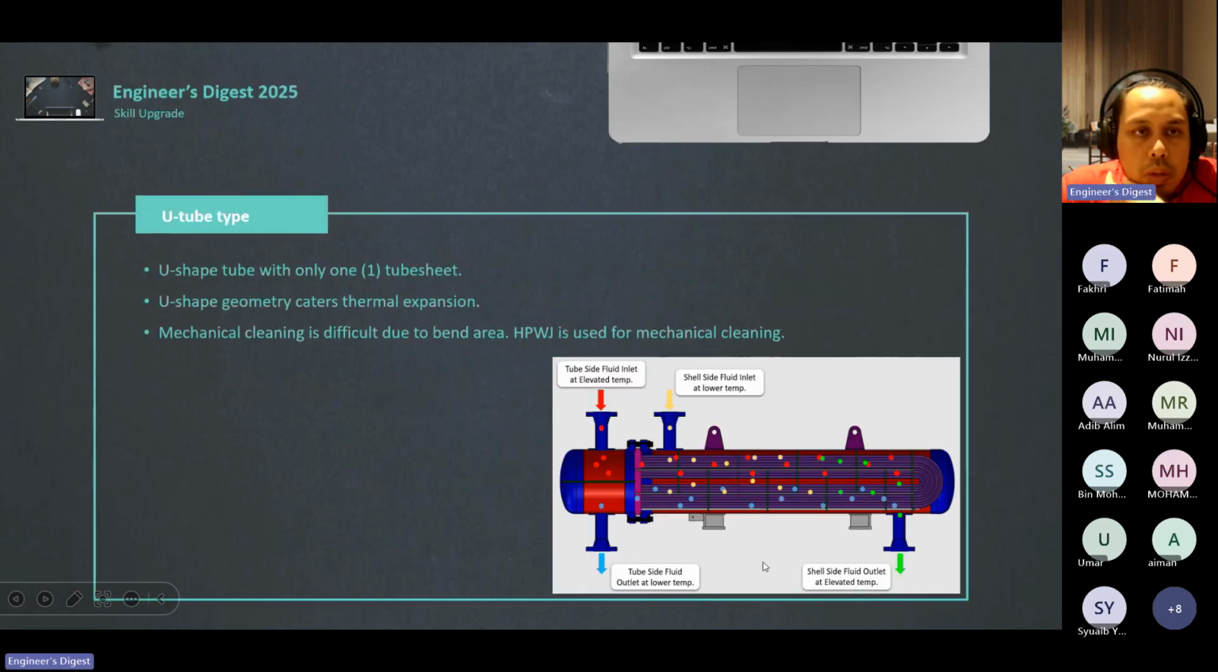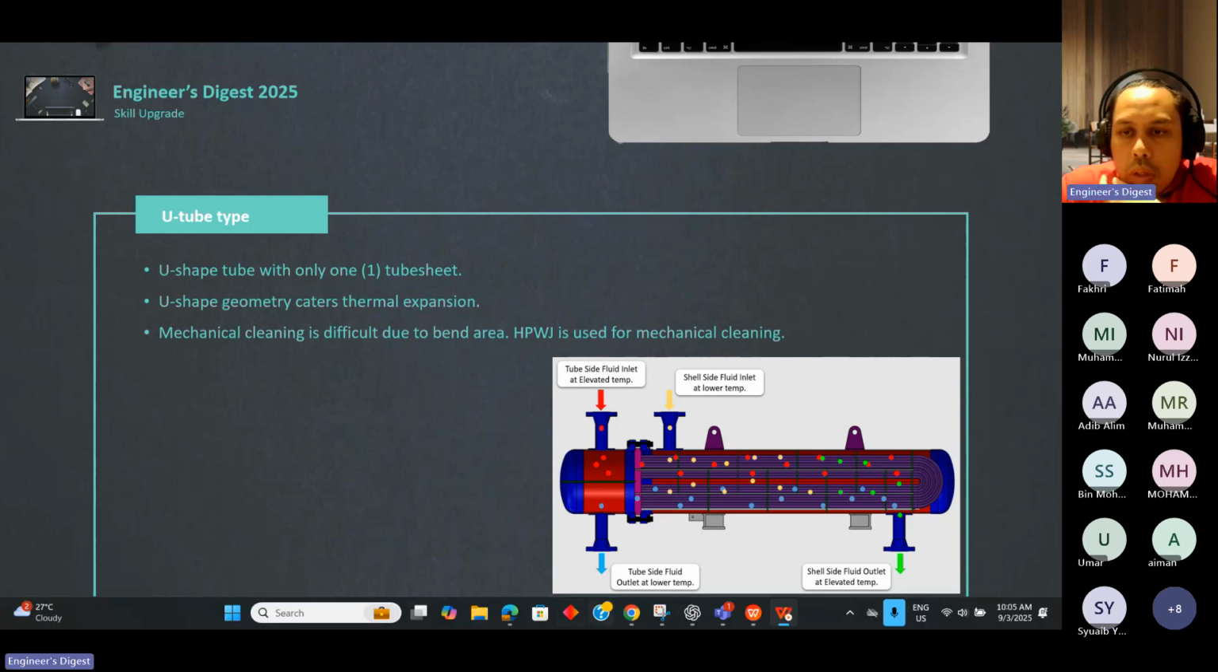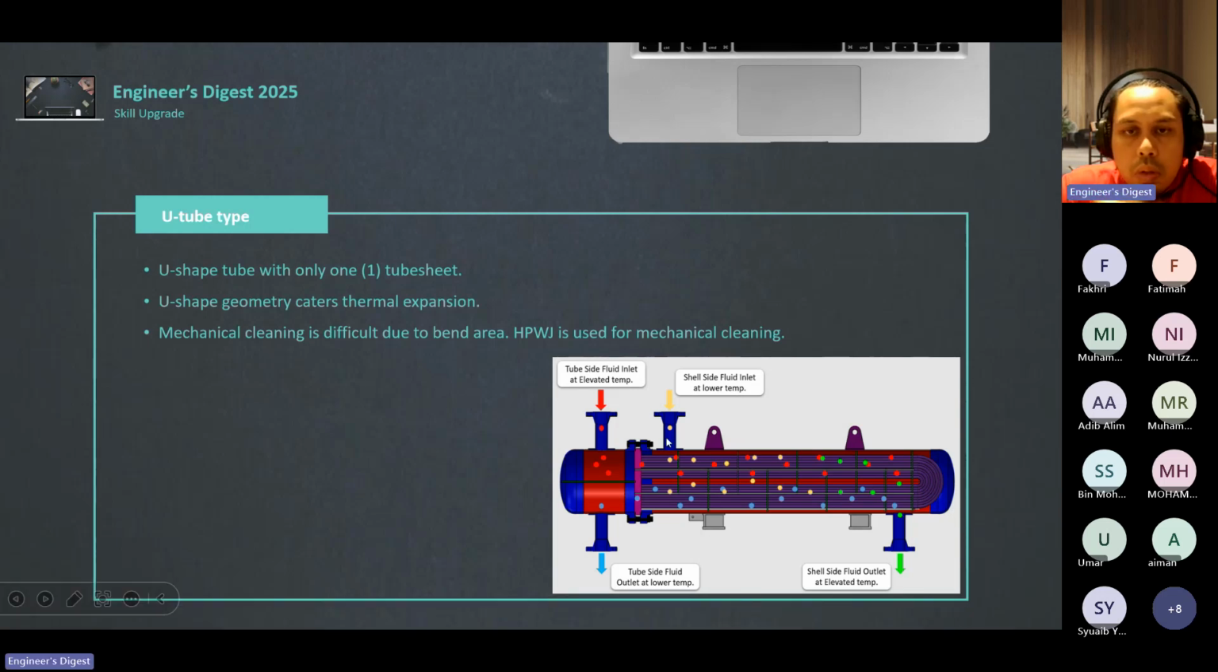What is this? This is a U shape. This is a U tube. You can see the tube is bent. There's a requirement here. Later I will show this requirement in the next class. But basically it is a U tube. So the difference in geometry makes it able to cater for thermal expansion. So this can also cater for thermal expansion.